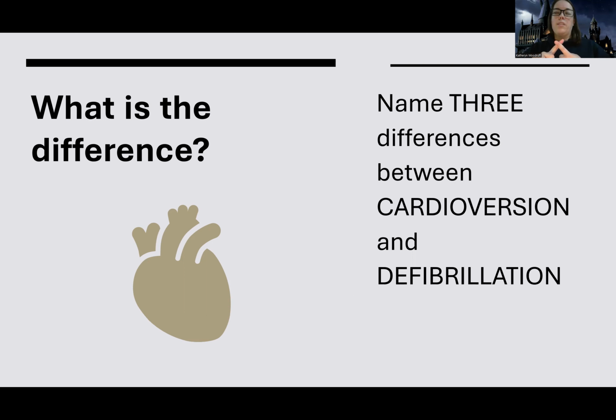With cardioversion, the difference is that the patient is alive, so they have a pulse. It's called a defibrillator, but we're using it to cardiovert. Everything on the machine that we're going to use to cardiovert is going to be turned on. So the synchronizer is on. We are going to have sedation on.